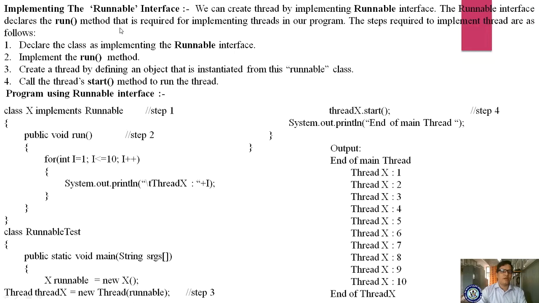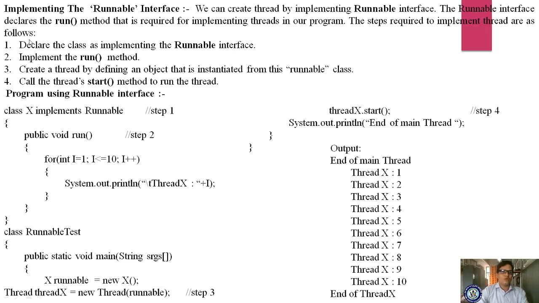First, declare the class as implementing the Runnable interface. First you have to declare the class and it has to implement the Runnable interface. Next, implement the run method. So you have to develop the run method. Create a thread by defining the object that is instantiated from the Runnable class. Next, you are supposed to create the object of the Thread class, instantiated from the Runnable class. Let us see, that is why you have to give more attention to this topic. Call the thread's start method to run the thread. So next we create a start call to run the thread.